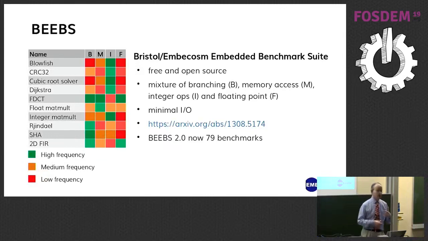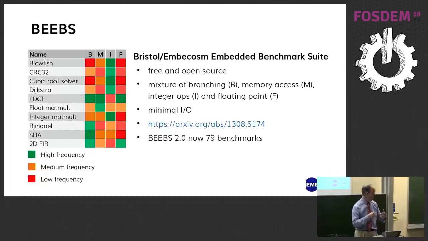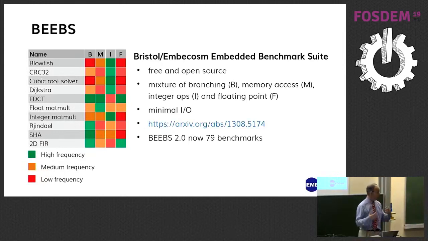It was originally just 10 programs. Those are shown in the table on the left, and they're color-coded according to how much their code reflects different types of operations. Beebs version 2 now has 79 benchmarks, and I've got a task to do, which is to reproduce that table for all 79 benchmarks to show that we've still got a good mix of programs.